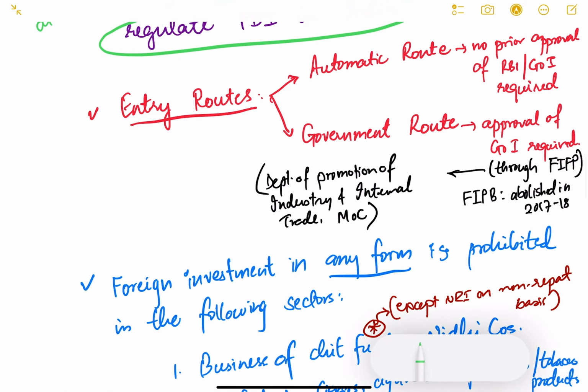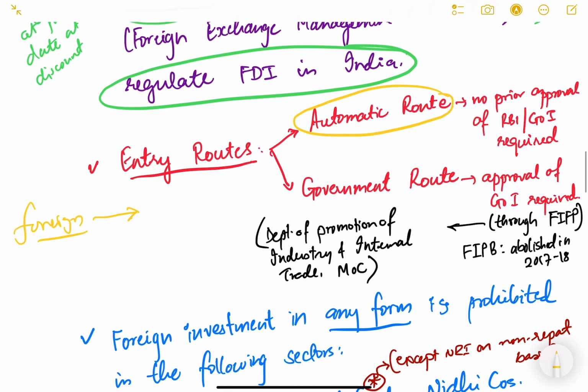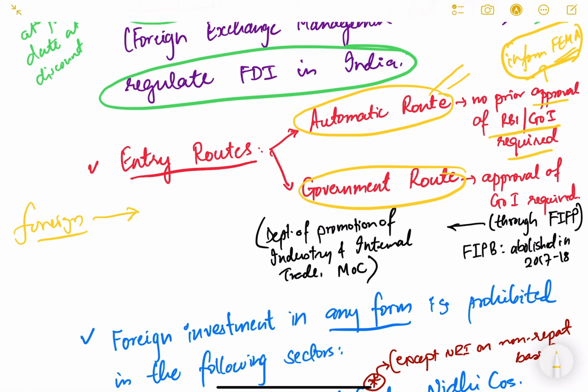Now what are entry routes? There are two types of entry routes. Entry meaning if a foreign investor wants to invest as an FDI in a country, he has to come through certain routes. One is the automatic route and one is the government route. In the automatic route, they can directly invest in that particular sector, in that particular industry, without any approval from RBI or Government of India. Obviously they have to inform RBI through the FEMA Act and report their investments. It's not that without any report they can do it, but they don't need any approval as such. And Government of India approval is also not required.